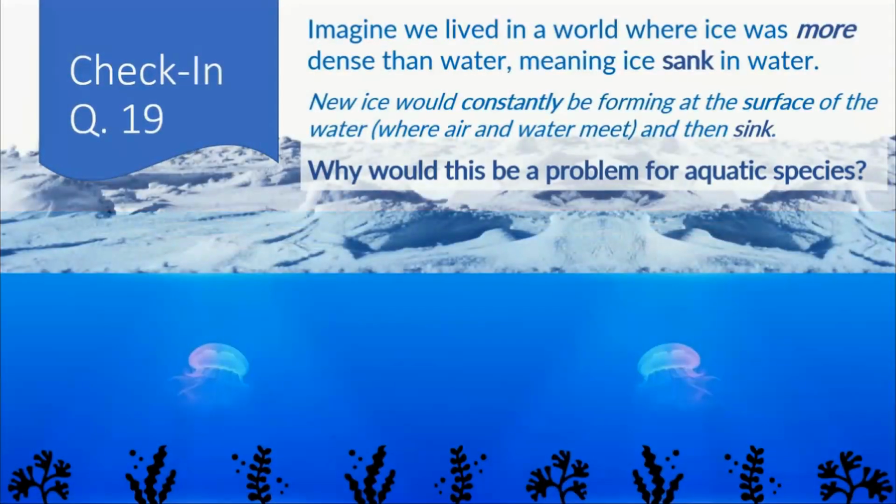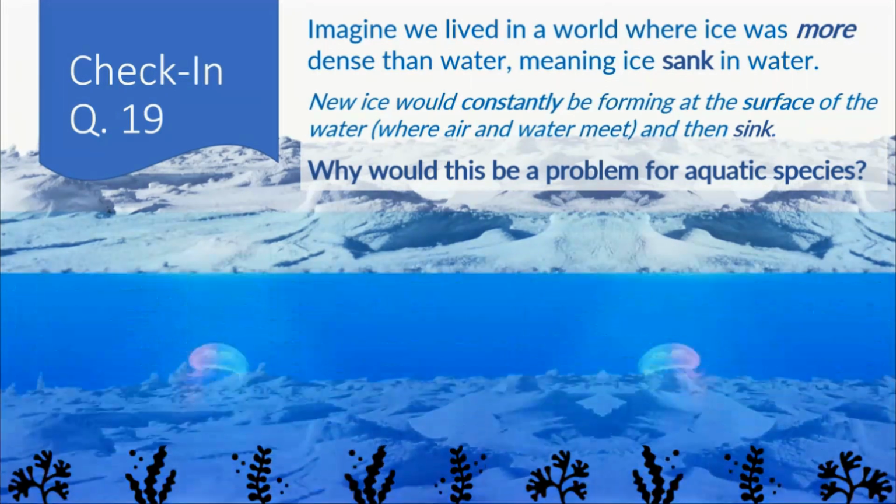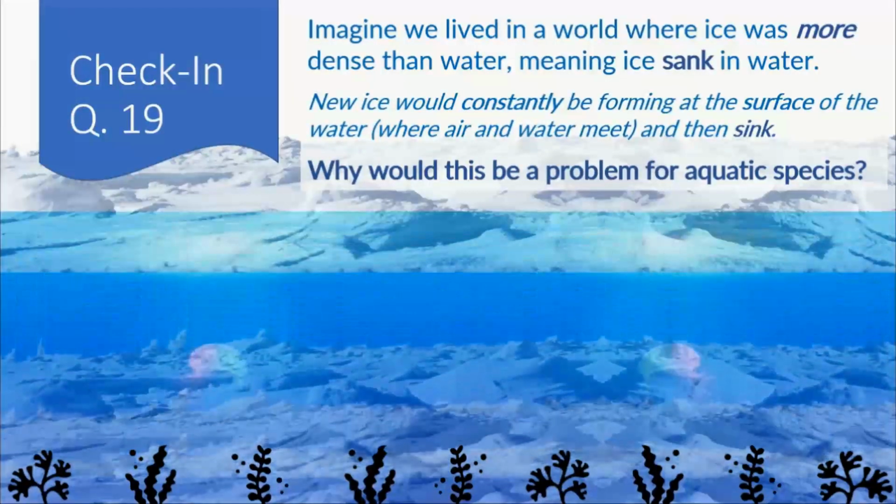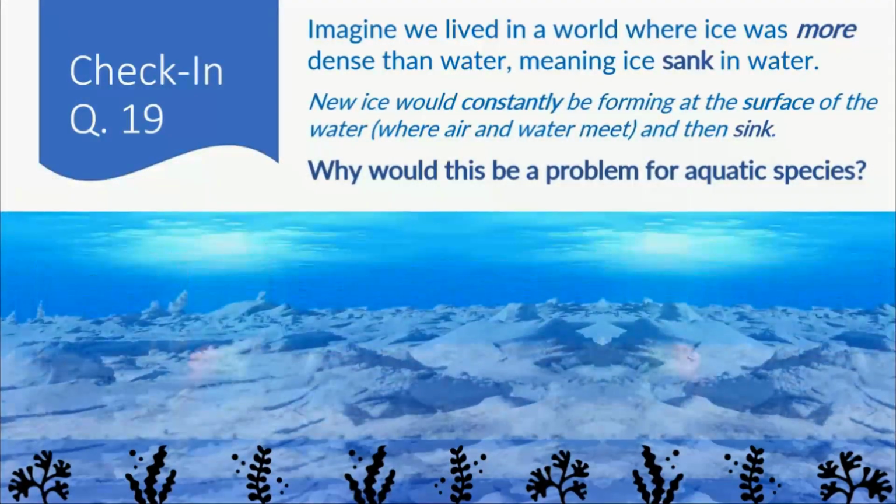So now as a check-in, applying what we just went over, imagine you lived in a world where ice was more dense than liquid water, meaning ice sank in water. So new ice would constantly be forming at the surface of the water and then sink. Why would this be a problem for aquatic species?